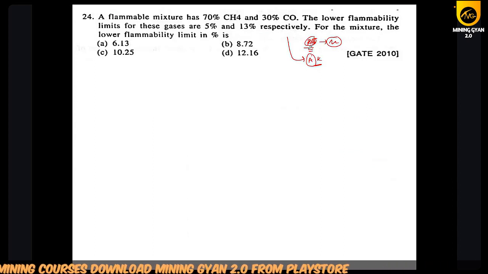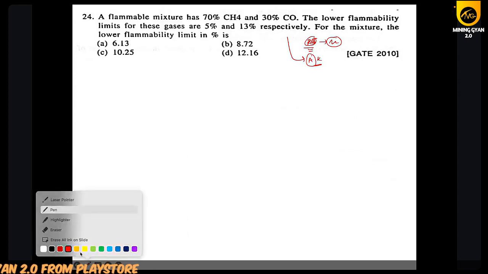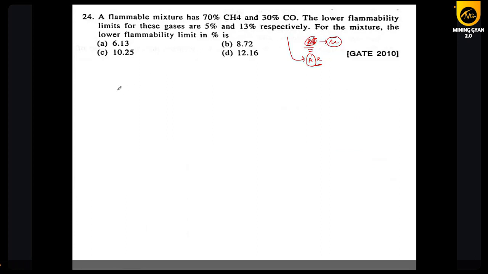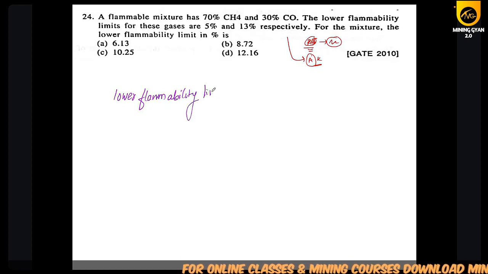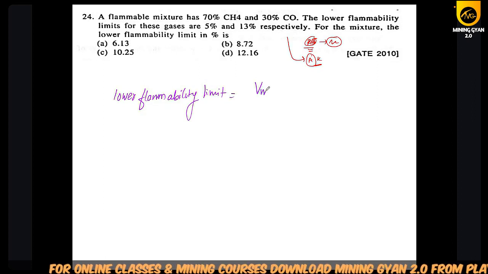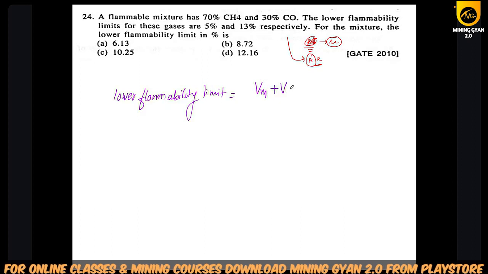So those who know can give an answer. I am waiting for 10 seconds. Those who don't know and we haven't covered it, if they want to write the formula, they can write. So if you want the lower flammability limit, then you have to consider V of methane plus volume of methane, volume of C, that is CO.